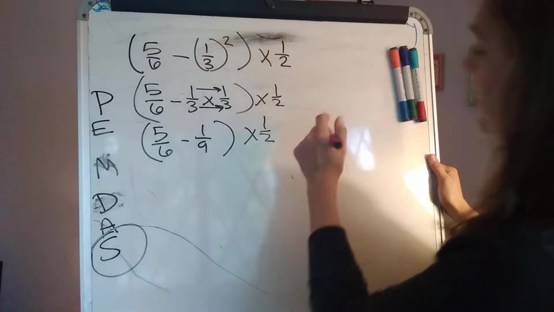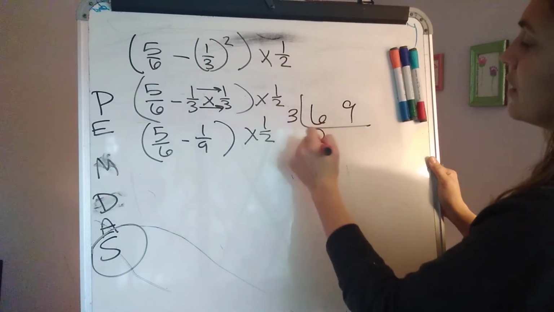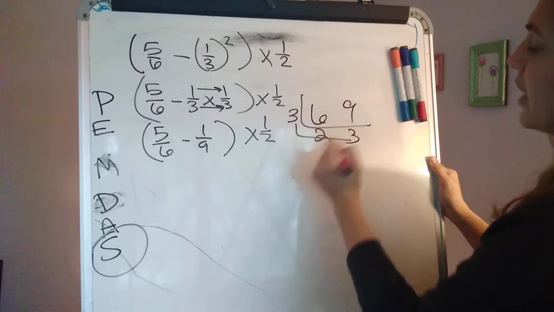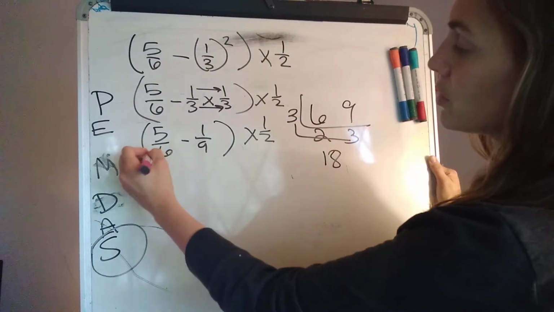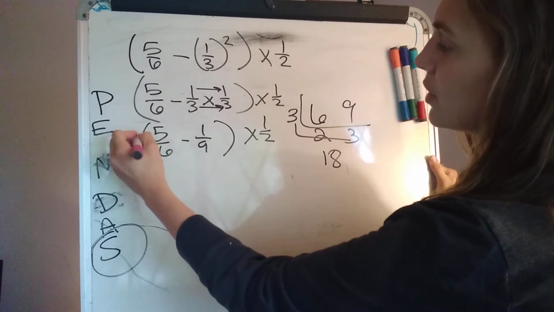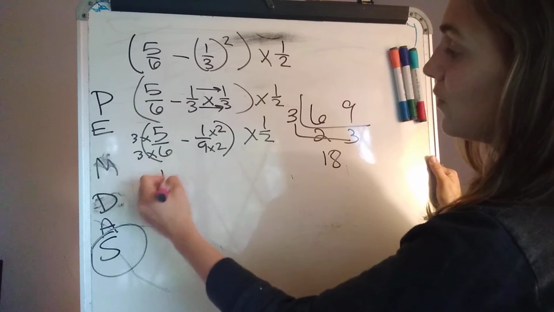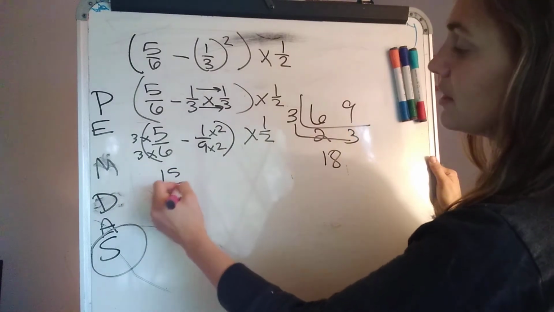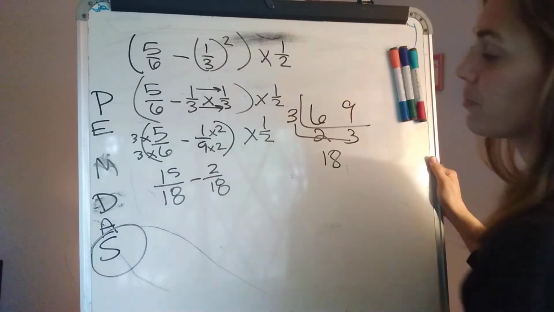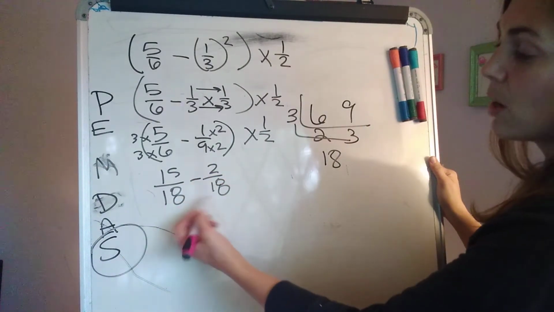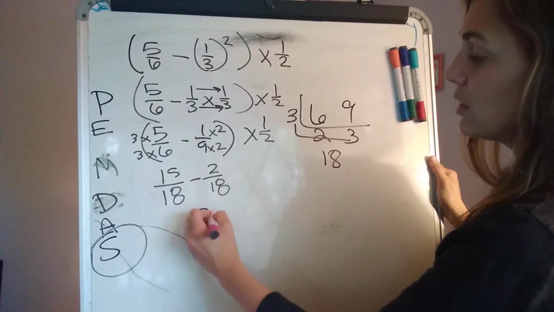When I find the least common multiple of these two, I take out a 3, I get a 2 and a 3. Multiply these 3 together, and you get 18. So I can multiply by 3, multiply by 3, multiply by 2, multiply by 2. I get 15/18 minus 2/18. Notice that we have a common denominator. We only subtract across the top, so we get 13/18.